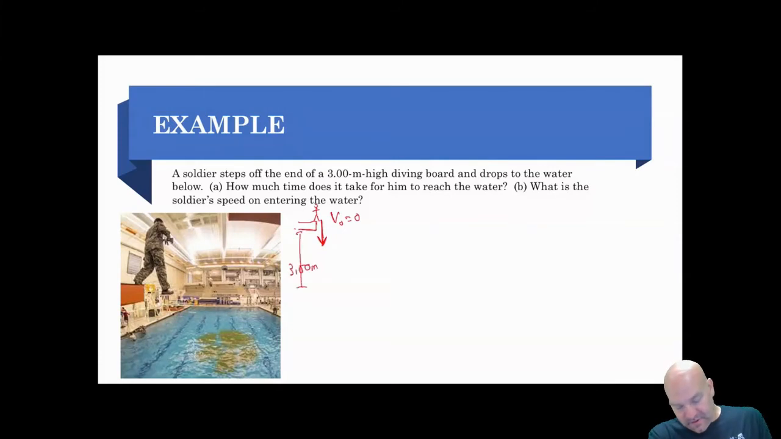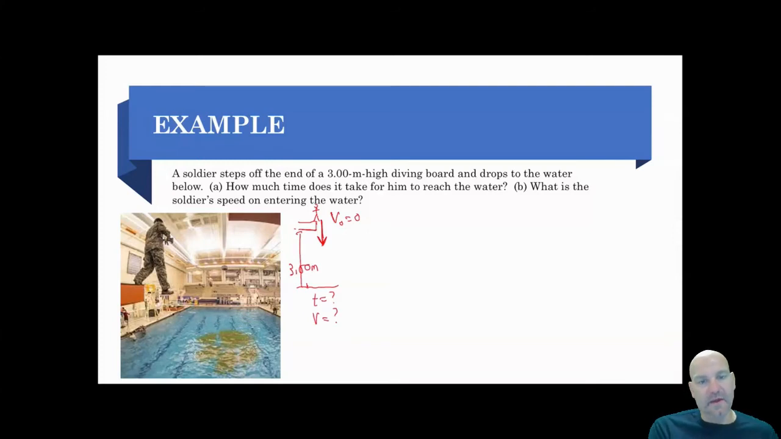They tell us that this is a 3-meter high diving board, which is one of the first platforms. And they're asking us how long this takes, and then how fast they're moving once they hit the water. So in that picture, I've written my unknown.